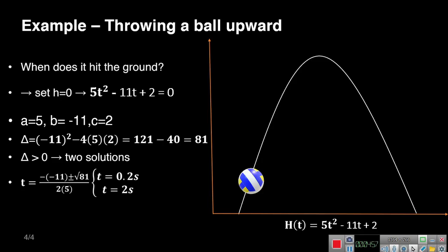Substituting everything into the quadratic formula gives us t equals 0.2 seconds and t equals 2 seconds. These are the times at which the ball is at ground level. And that's how quadratic equations help us solve real world problems.